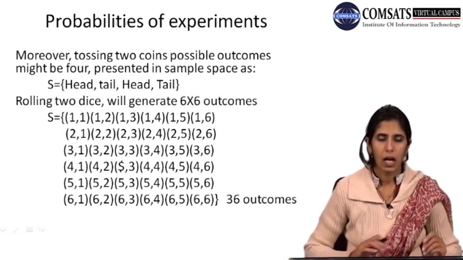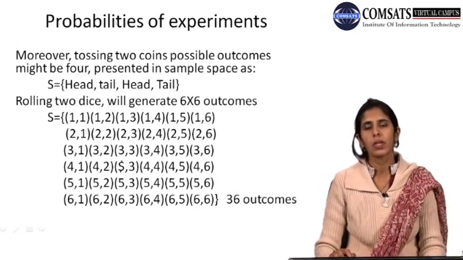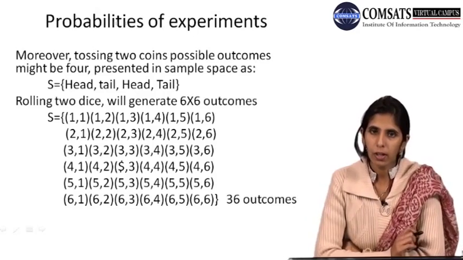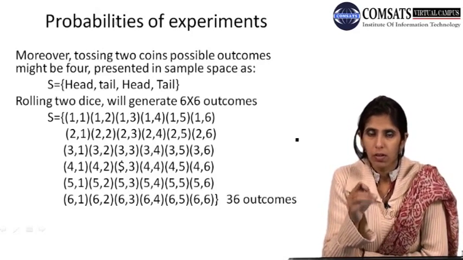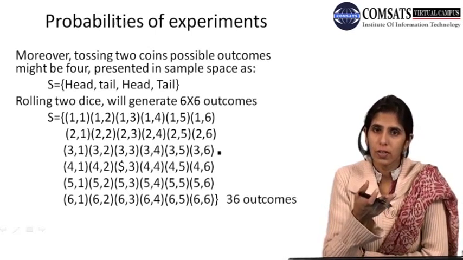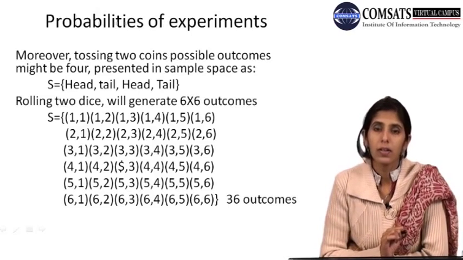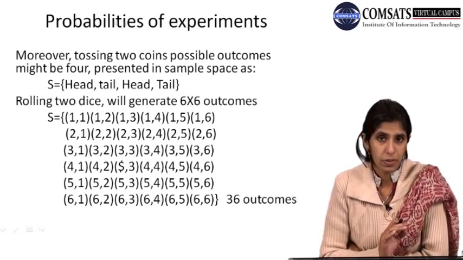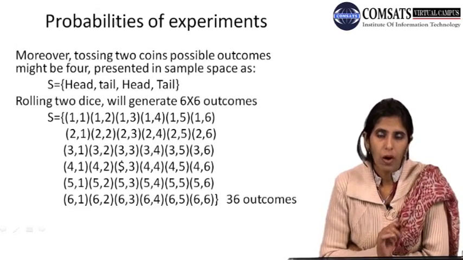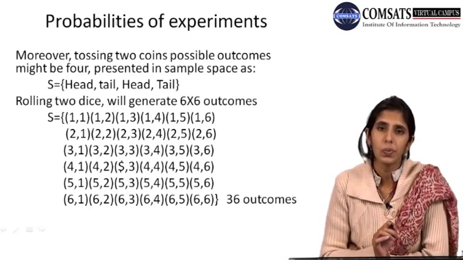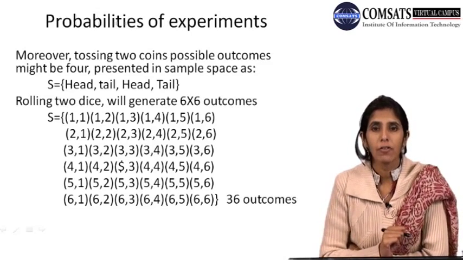Then probabilities of experiments. If we are not tossing one coin but two coins, or not rolling one dice but two dice. As an extension, with one coin tossing, either head or tail will appear. But if there are two coins, then there might be a case that on one coin head appears and on the other coin tail appears. Or there might be a case that on both coins head appears. Or the third outcome, tail appears on both coins. Or in coin 1 we got tail and in coin 2 we got head. So possibly we have four outcomes while tossing two coins.